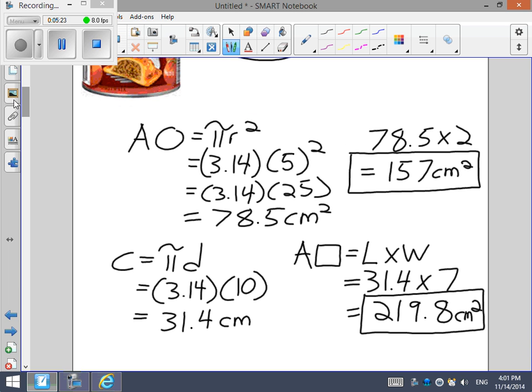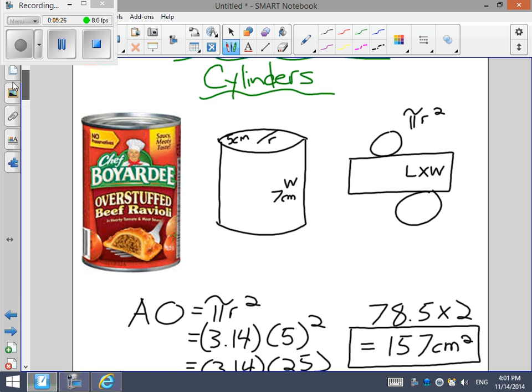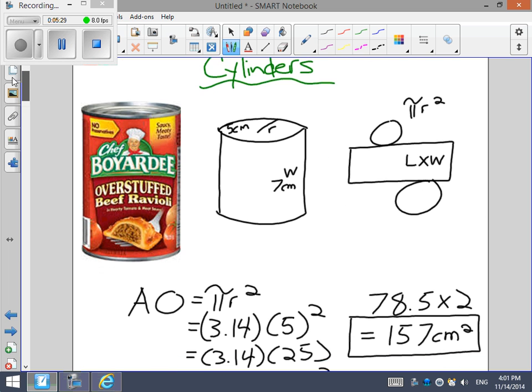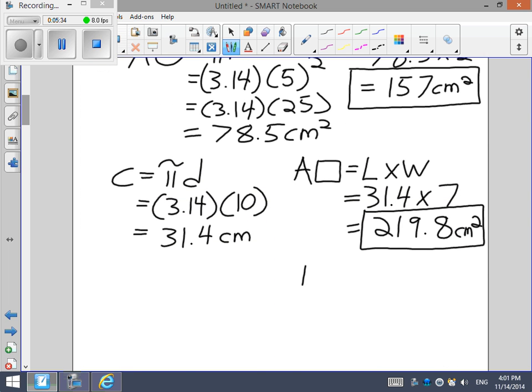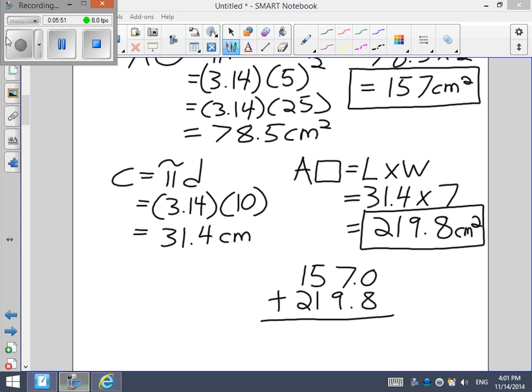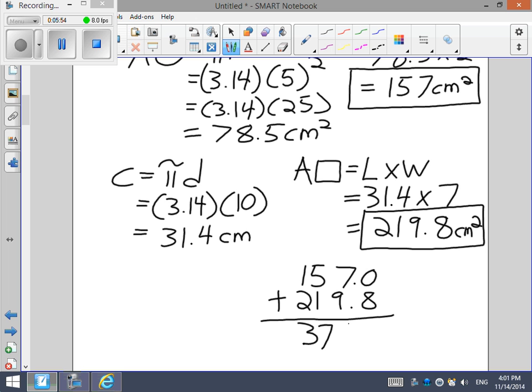Now, we have the area of our circles. We have the area of our rectangle. Now, if we put it all together, we have the entire surface area of this can of beef ravioli. So that's very simple. We have 157 plus 219.8, just so we remember our place values. And that would give us 376.8 centimeters squared.